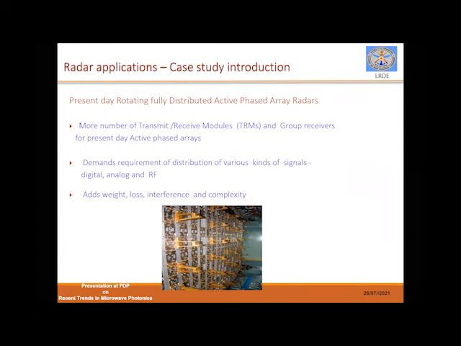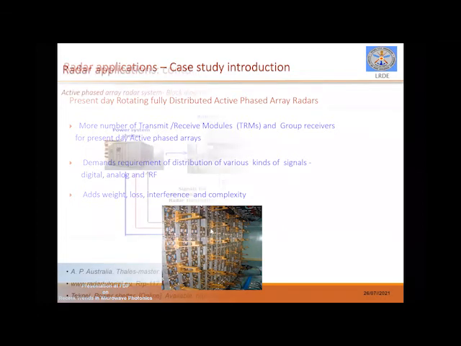We have to send different kinds of signals like digital, analog, and RF to various elements as well as to the TR module for the normal operation of the radar. So what will happen? It will add weight, loss, interference, and complexity of the entire system. And you can see that the backside of the antenna will be looking very complex also.